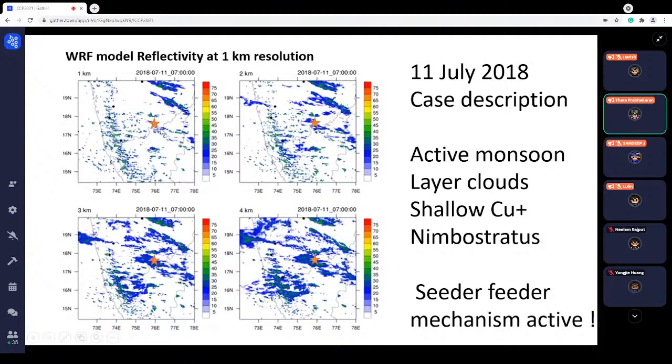What you see here is the WRF model reflectivity at 1 kilometer resolution, at 1 kilometer height, 2 kilometer, 3 and 4 kilometer. You can see the different types of clouds popping up at different altitudes as you go up from the surface.